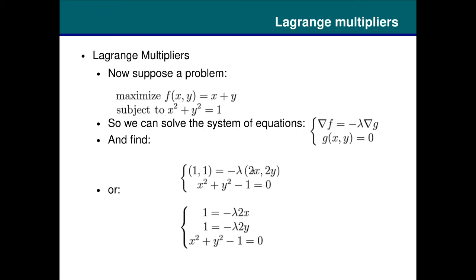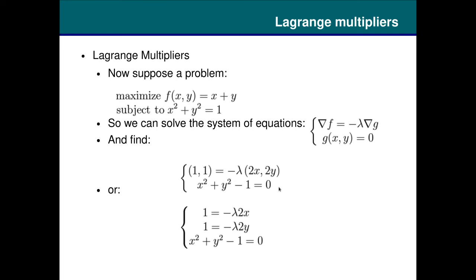This will be 2x. If I differentiate this in terms of y, it will be 0, 2y, and 0. That will be 2y, as you can see over here. And I have to make my constraint equal to 0. To make it equal to 0, I just bring this 1 over here as minus 1 and make it equal to 0. And I need to solve that.